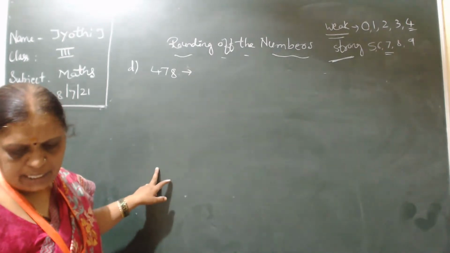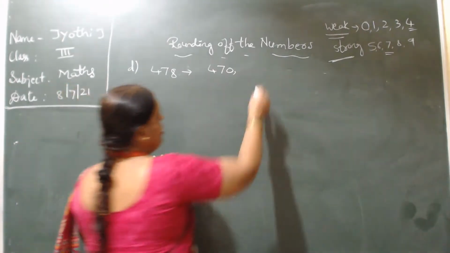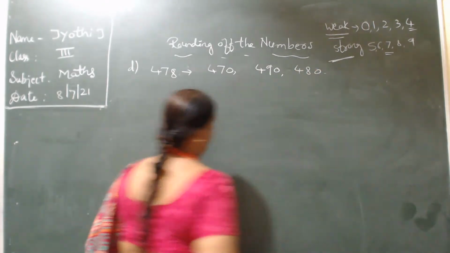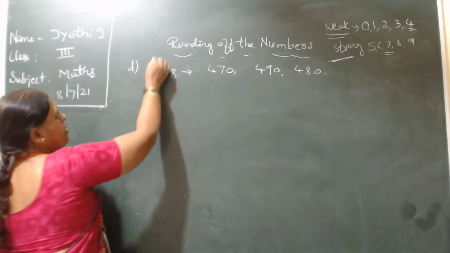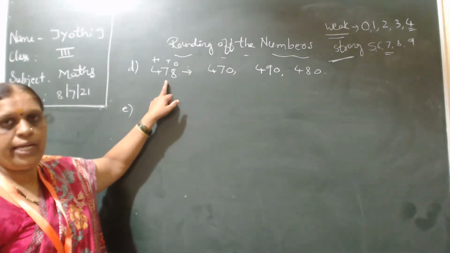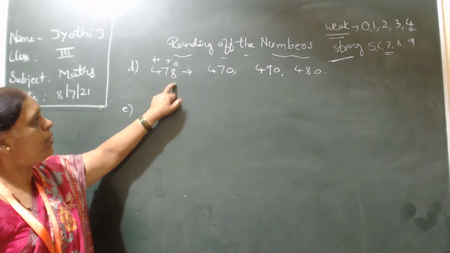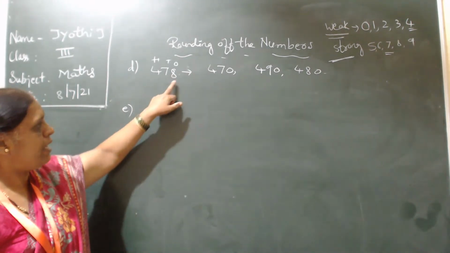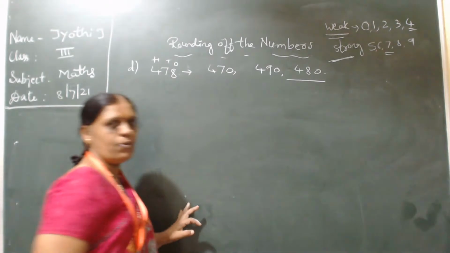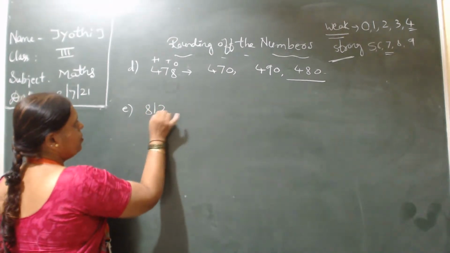478. The options are 470, 490 and 480. Three options are there. So hundreds, tens, ones. When we are rounding to the tens, we have to see the number in ones place. So 8 is more than 5, so it pushes 7 into 8. So the option is 480.